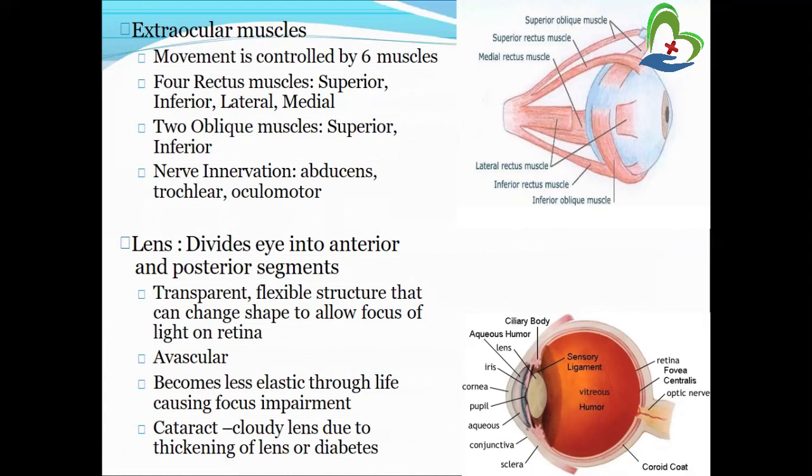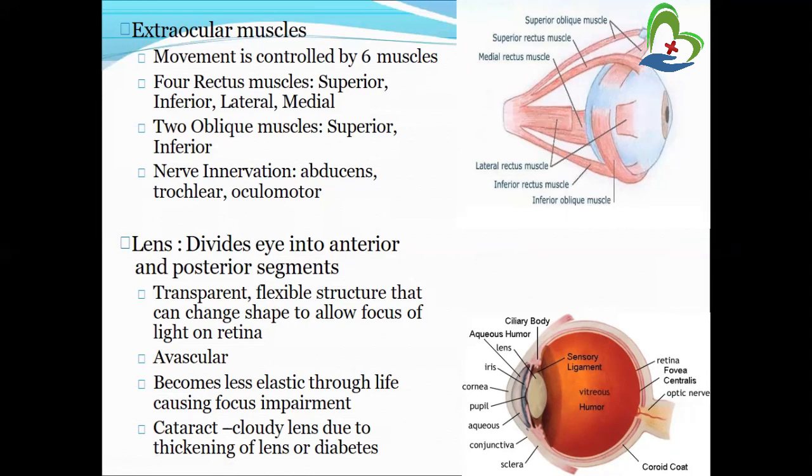Then the lens. It divides the eye into anterior and posterior segments. We all know the eye is divided into both segments, the anterior side, the front, and the back side, the posterior segment. The lens is a transparent, flexible structure that can change shape to allow focus of light on the retina. The lens is a very important portion of the eye, because the focus of light on our retina, with the help of the lens, creates an image in our eye.